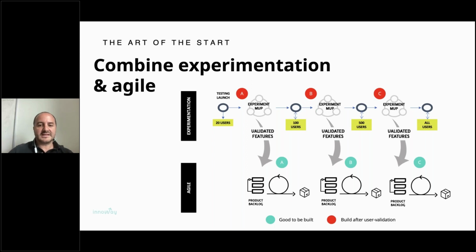Once you have validated that, you can easily turn that into the product backlog of your agile team. In that way, you have a very effective way of turning customer needs into features for your product.